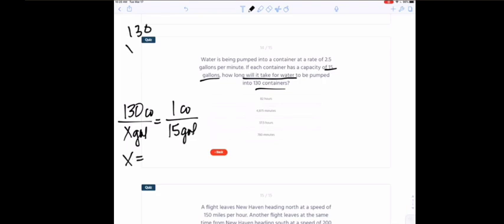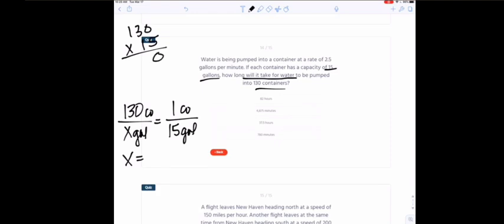So the first thing we need to know is how many gallons there are, because the time depends on the number of gallons. It doesn't tell us the total number of gallons, it tells us the total number of containers. But we can use that information to figure out the number of gallons. So 130 containers to x gallons is equal to 1 container is equal to 15 gallons. 1 times x is x. 130 times 15, we're going to figure out right now.